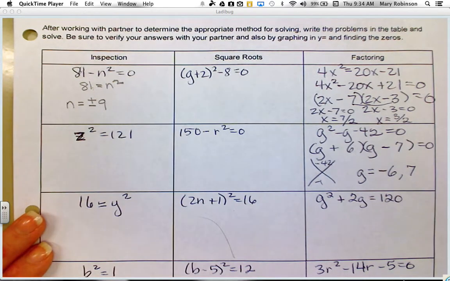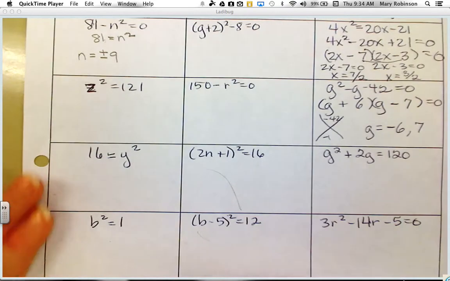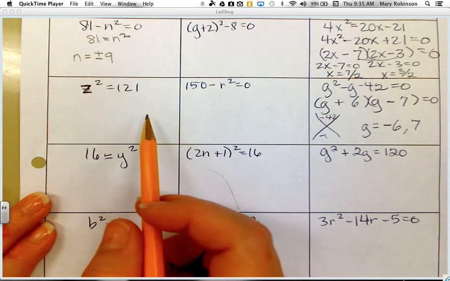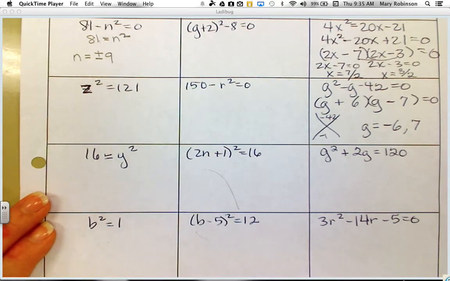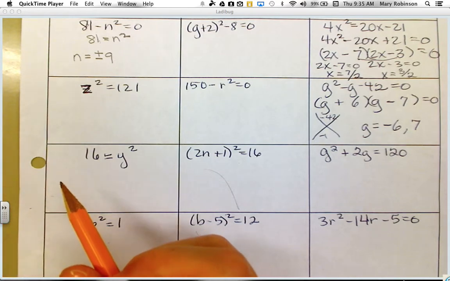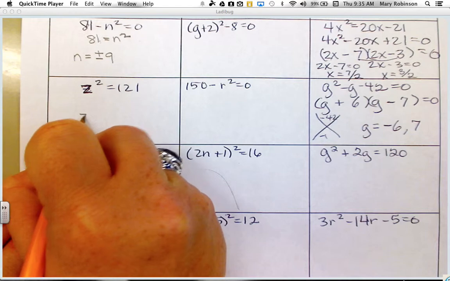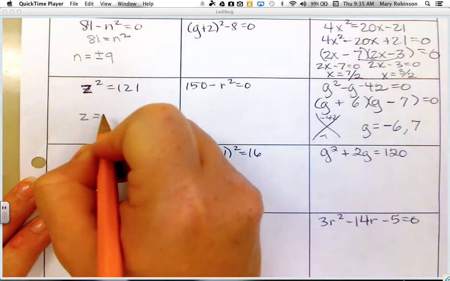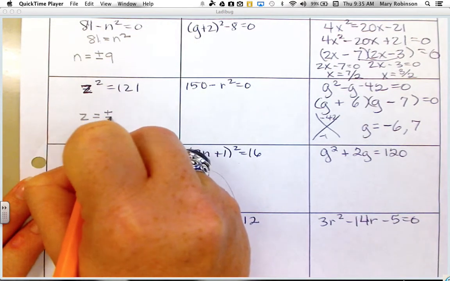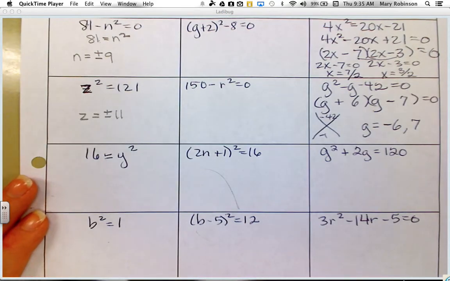Any questions about that? Okay. Since we have z squared equals 121, this is why memorizing your list of perfect squares is so important. Help me out, Antoine. Z squared equals 121, so what does z equal? Negative 11 and 11. So we can write that as positive or negative 11.